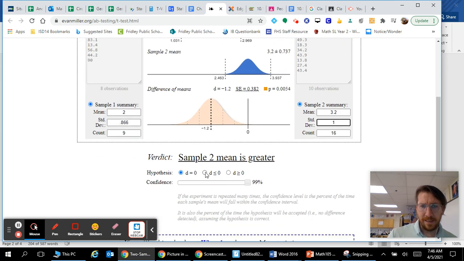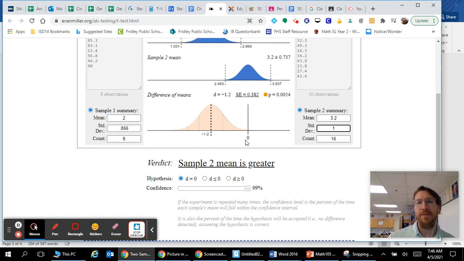Then down here, we get to pick what was our null hypothesis. And we wanted it to be equal to. So we want the difference. This D stands for the difference between the two. I want the difference between the two to be equal to 0. And we get to pick our confidence level.